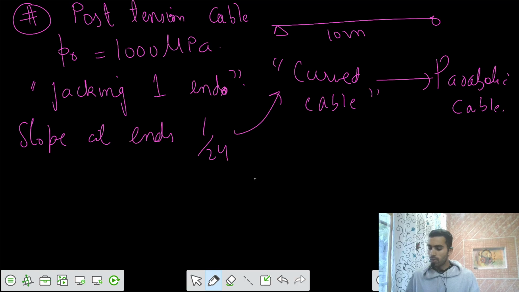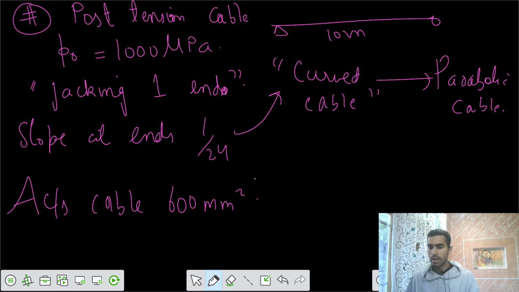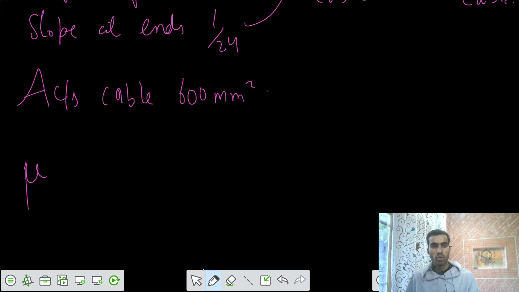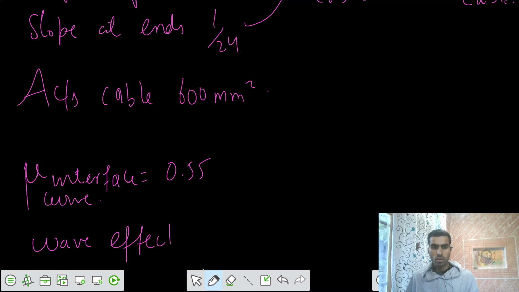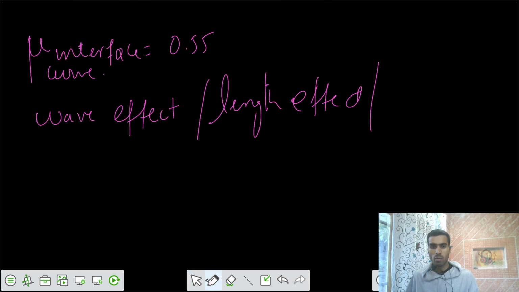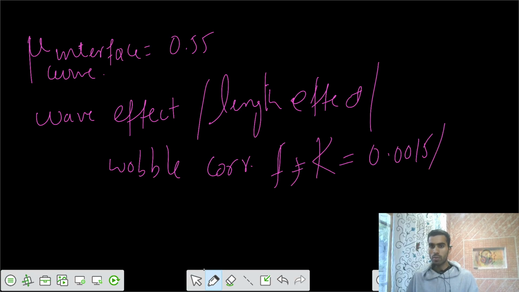Okay, and the area of cross section of the cable is 600 millimeters square. We also have the data related to the friction loss. Mu, the coefficient of friction at the interface in the curve, is 0.55. Your wave effect, also called the length effect, that is the wobble effect. Wobble correction factor K equals 0.0015 per meter.